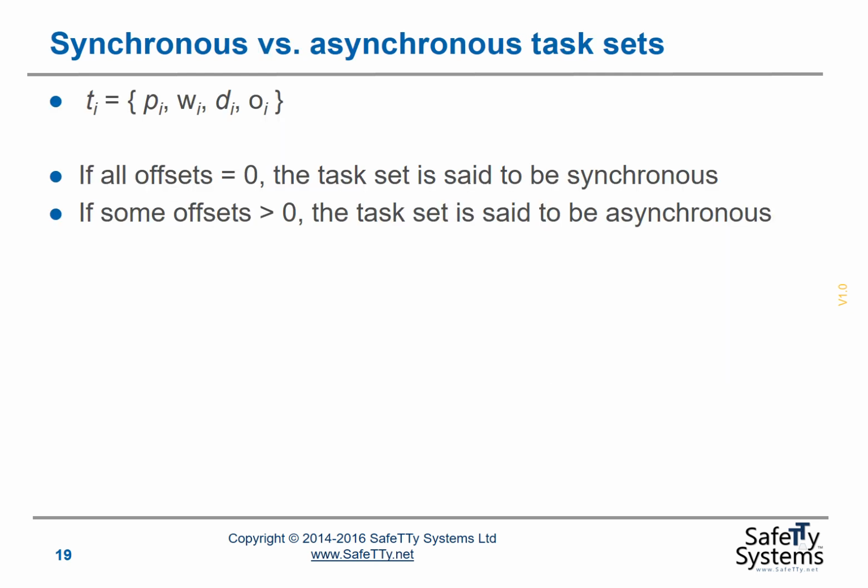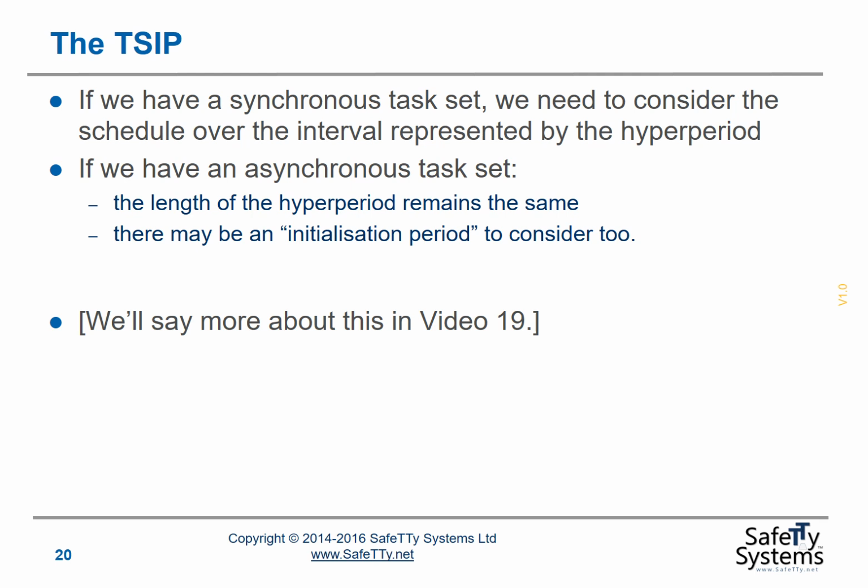We need to think about whether our task set is synchronous or asynchronous. If all of the offsets are 0, the task set is said to be synchronous. If some offsets are greater than 0, the task set is said to be asynchronous. If we have a synchronous task set, we need to consider the schedule over the interval represented by the hyperperiod. If we have an asynchronous task set, the length of the hyperperiod remains the same. There may be an initialization period to consider too. We'll say more about this in video 19.